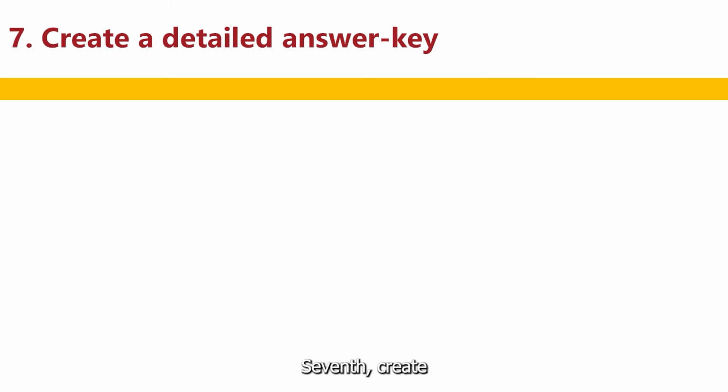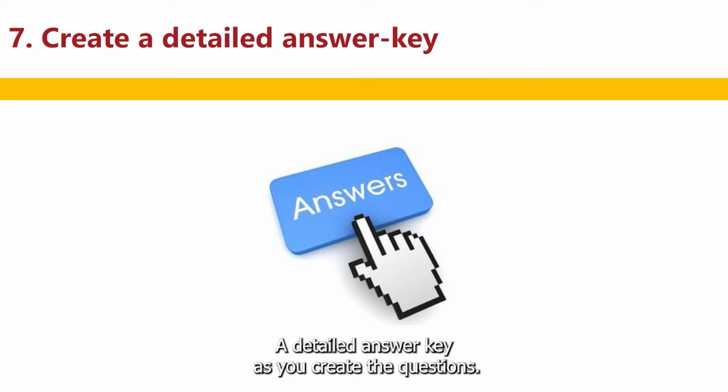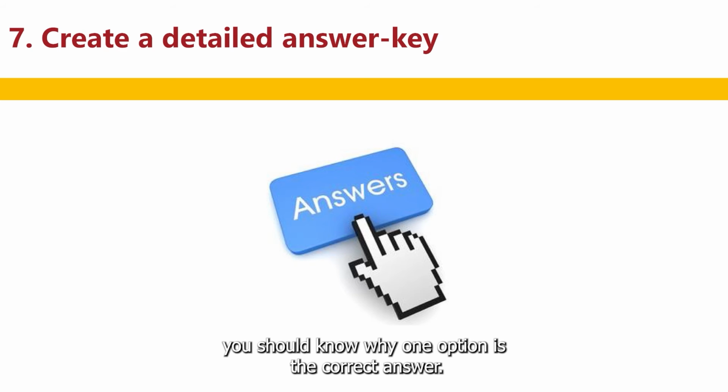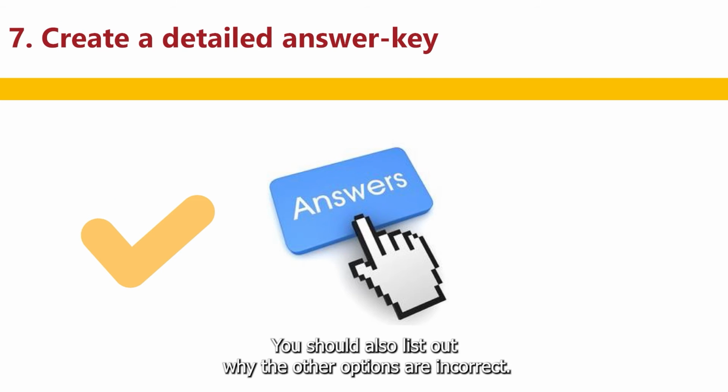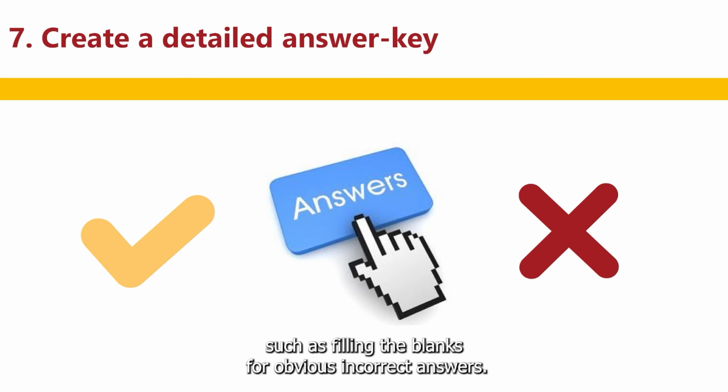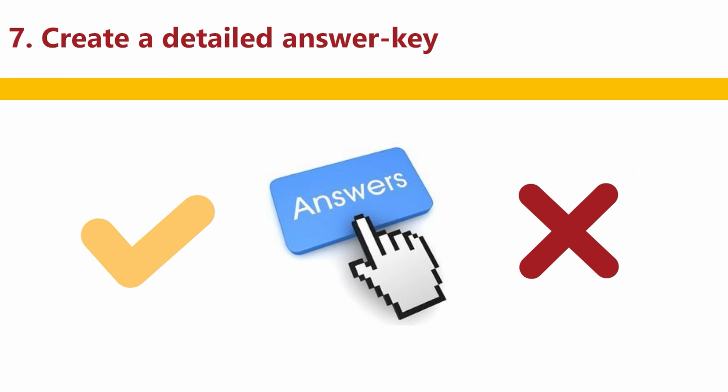Seventh, create a detailed answer key as you create the questions. This would also mean listing down why some of the answers are incorrect. For example, in an MCQ, you should know why one option is the correct answer. You should also list out why the other options are incorrect. The same should also be done with other tools such as fill in the blanks for obvious incorrect answers.